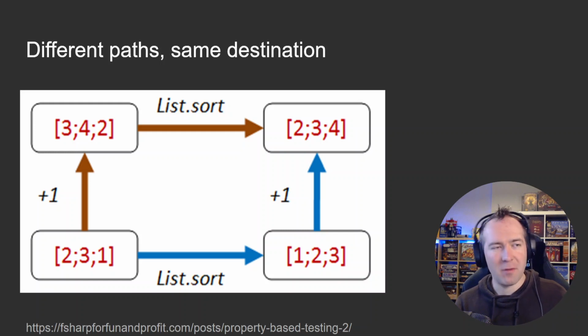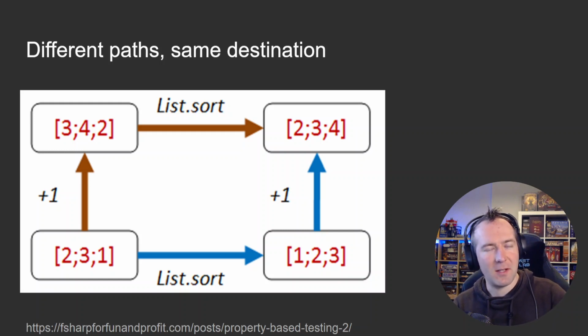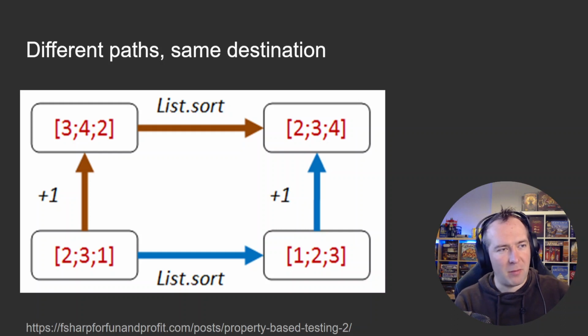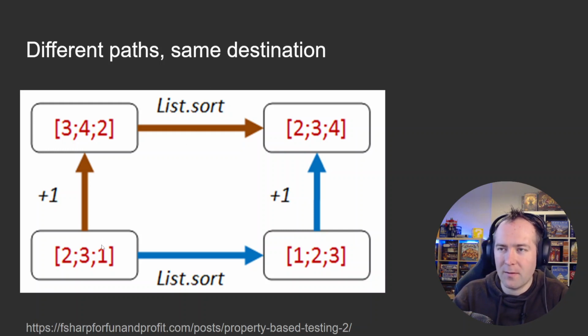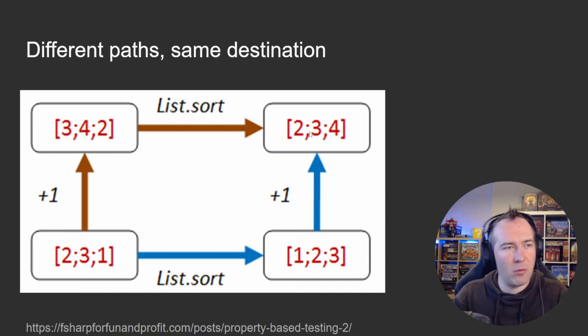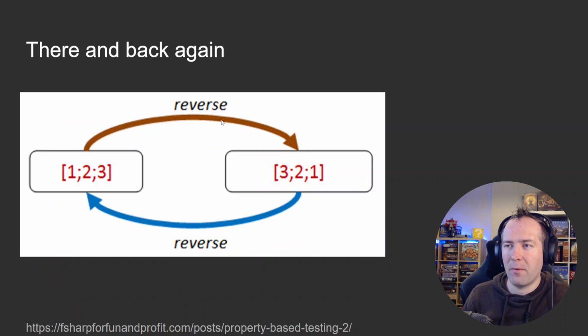Second one is different paths, but they all lead to the same destination. And this happens when you have multiple operations or multiple methods in your API. And you can kind of combine them or put them in sequence. For example, here you can increment every element in a list by 1, and you can sort a list. And if you do the increment first and the sorting second, you should end up with the same list as sorting first and then incrementing second. So that's different paths that lead to the same destination, the second rule of thumb.